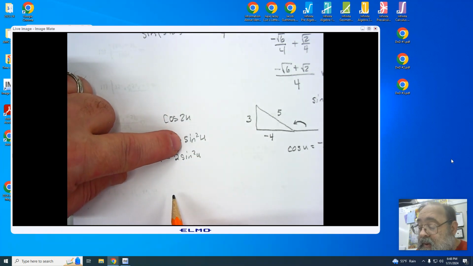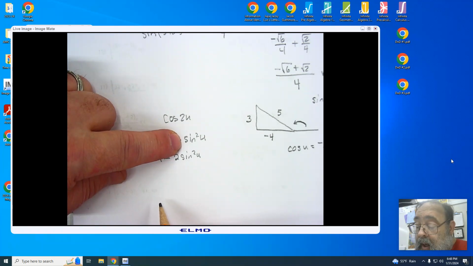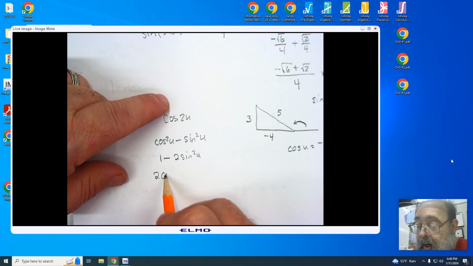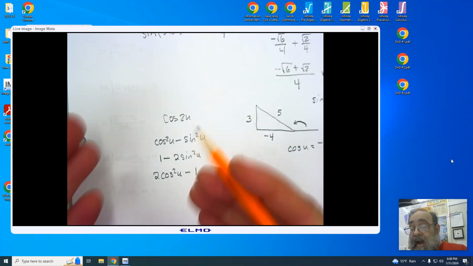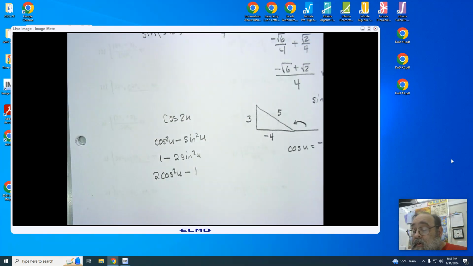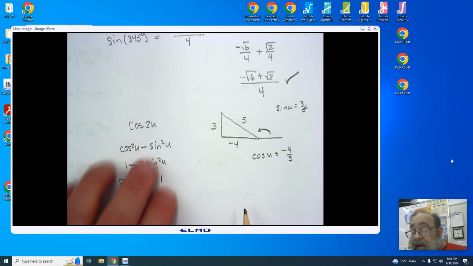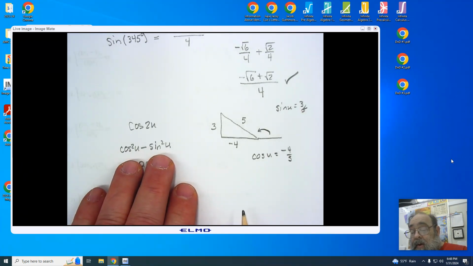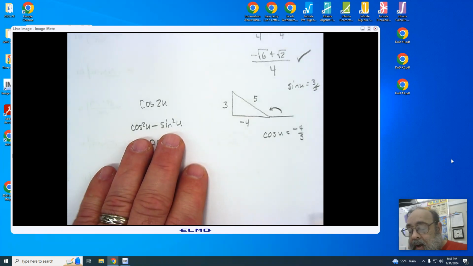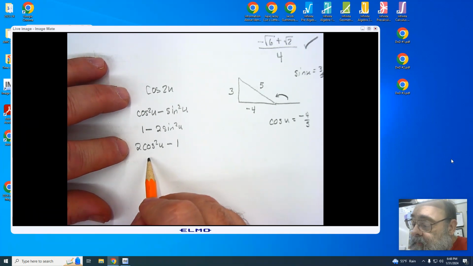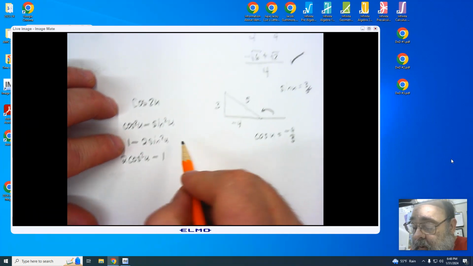And if I replace the sine squared of u with 1 minus cosine squared, I end up with 2 cosine squared of u minus 1. So we have our three identities that we can choose. I can use 3/5 or negative 4/5 in either one, or I can put them both into this one. It's your choice.